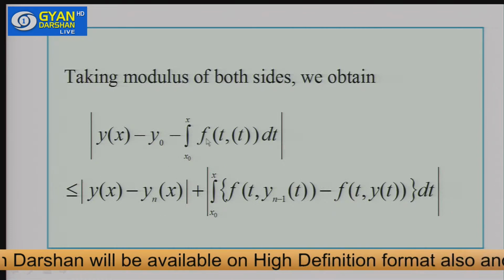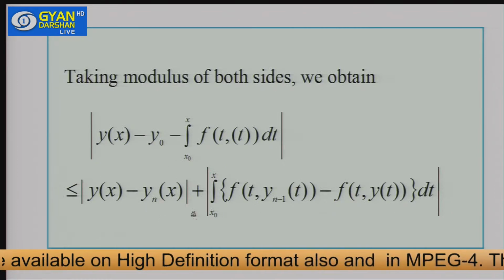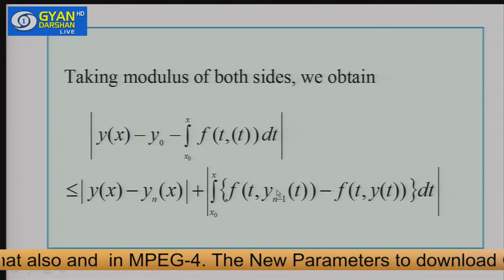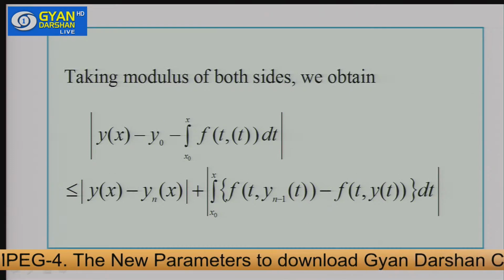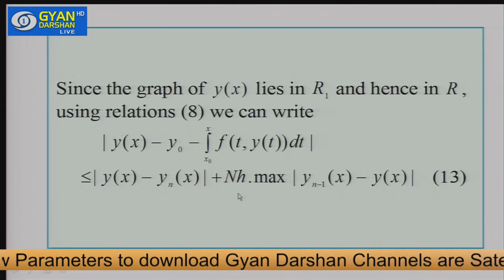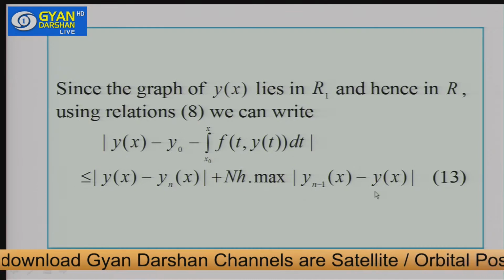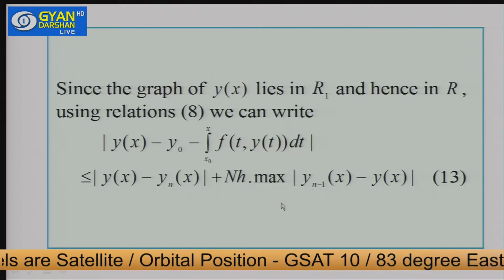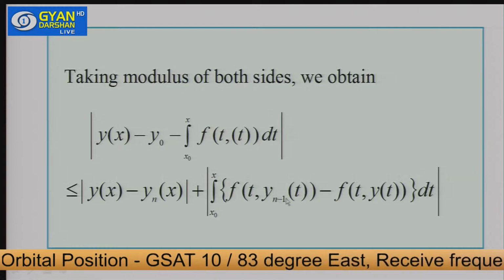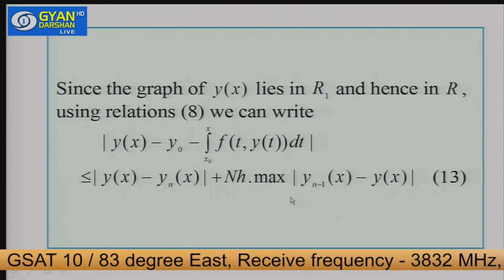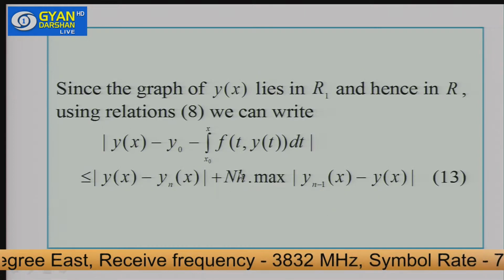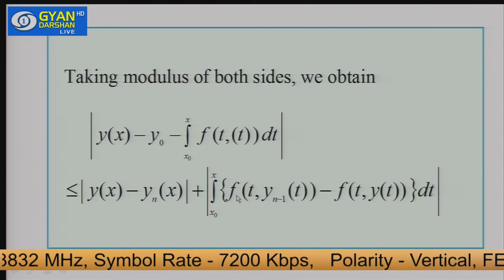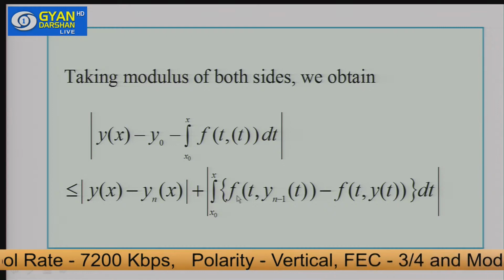So mod of a plus b is less than or equal to mod a plus mod b. So this is happening. And then this is less than or equal to, as we have already seen, the max of this. So this term can be approximated by this. Very simple. By what? By f, we have already shown by using the Lagrange theorem, the mean value theorem on f.